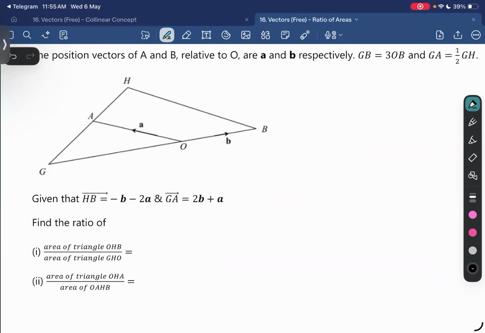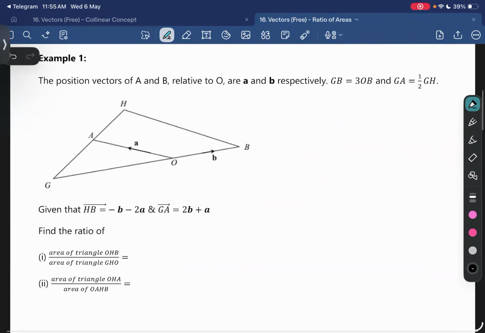Okay, so let's see what I have for this one. I need to label all this, if not I cannot see. So my OB is, I fast forward, because we did this in the previous question already.